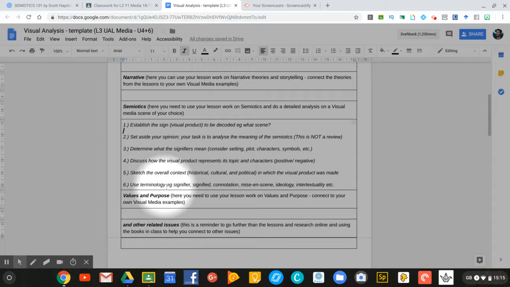Use terminology such as signifier, signified, connotation, which means cultural meanings, mise en scène, so the location, the lighting, the set design, the costume, ideology, which means its values, its thoughts, its beliefs, what it stands for, intertextuality, what other media text is it referencing. This little template will give you a nice little analysis of a nice little visual product.